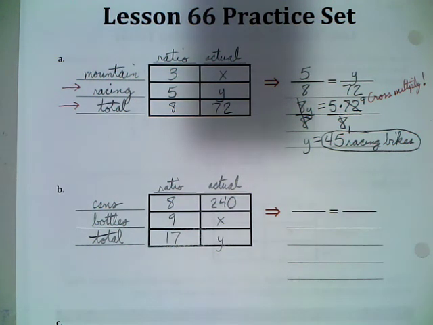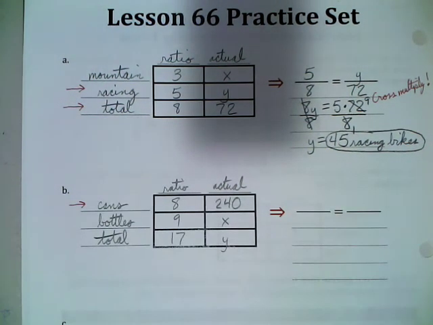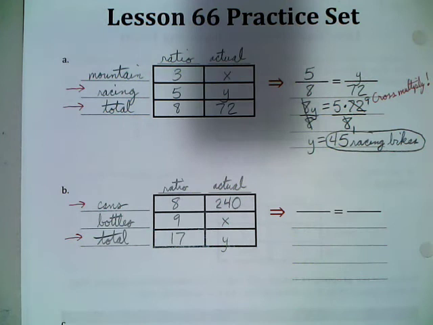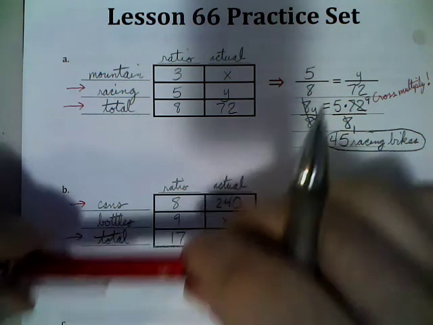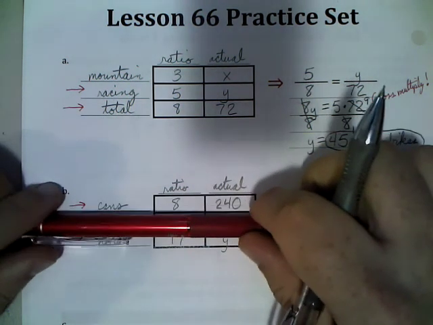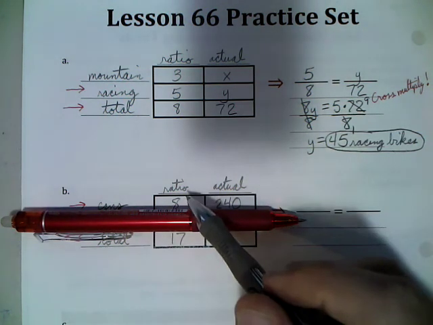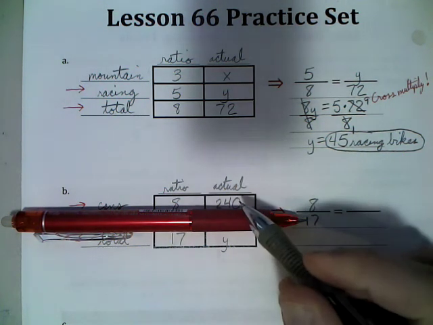So once again, we want to choose the two rows that we talked about on the front of the page. We want to choose the row where we know everything, so we're going to choose the can row, and we want to choose the row that's going to tell us what the question is asking. So the question is asking for the total number of items. That will be right there. So I'm going to ignore the bottle row. So my ratio is going to be 8/17. And that's going to equal 240 over y.